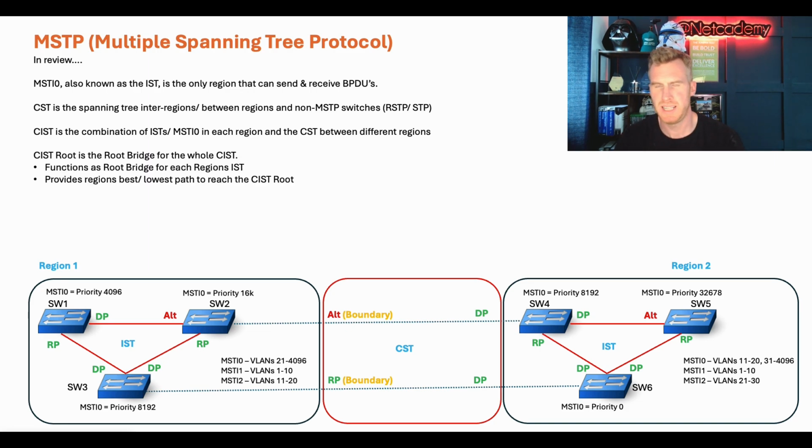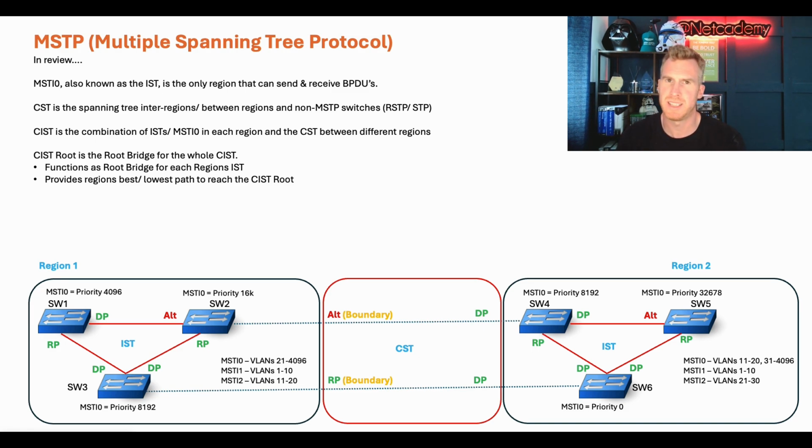And because of CIST, where we're combining the ISTs in each region and the CSTs connecting regions, you've got to have a root bridge, and that's what the CIST root is. Because each region is viewed as one big logical switch, you need a root bridge. You've got to have the best or lowest cost to get from one region, from one logical giant switch, to another region, to another giant logical switch.